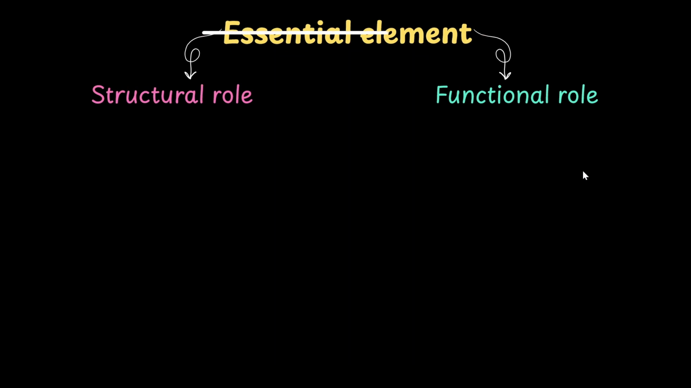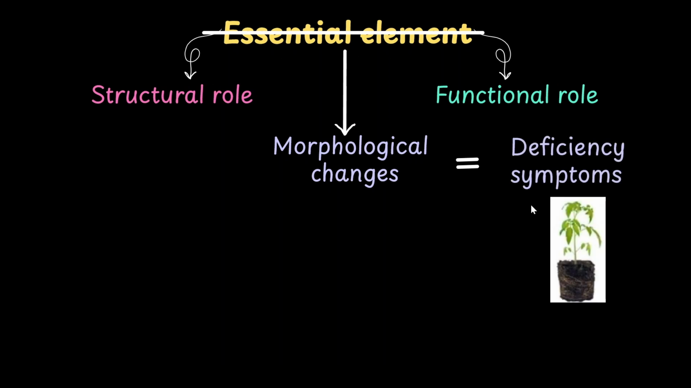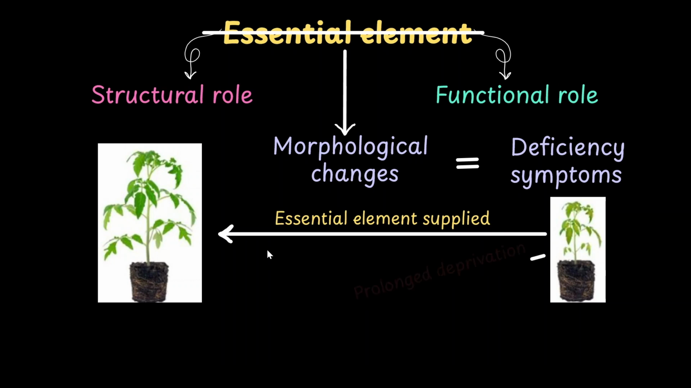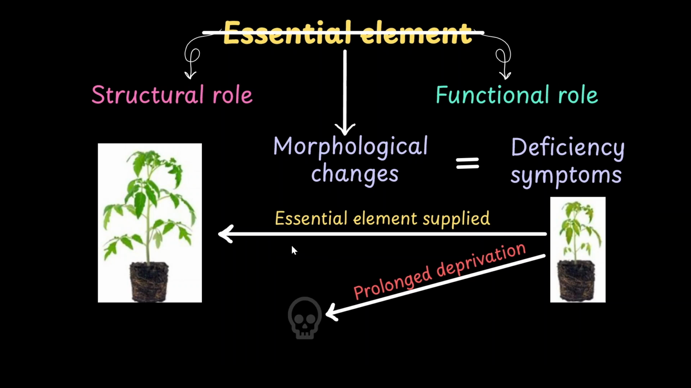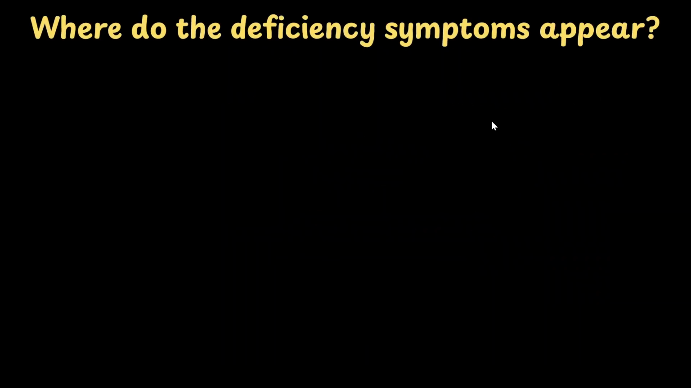Now, when any of these elements are absent, the plant starts showing certain morphological changes. These changes are indicative of elemental deficiencies and could be called deficiency symptoms. These symptoms can vary among elements, and when you supply the plant with the essential element, the symptoms disappear. But when the plant is deprived of the essential element for a long period of time, it leads to the death of the plant. Now, where do we see these deficiency symptoms?